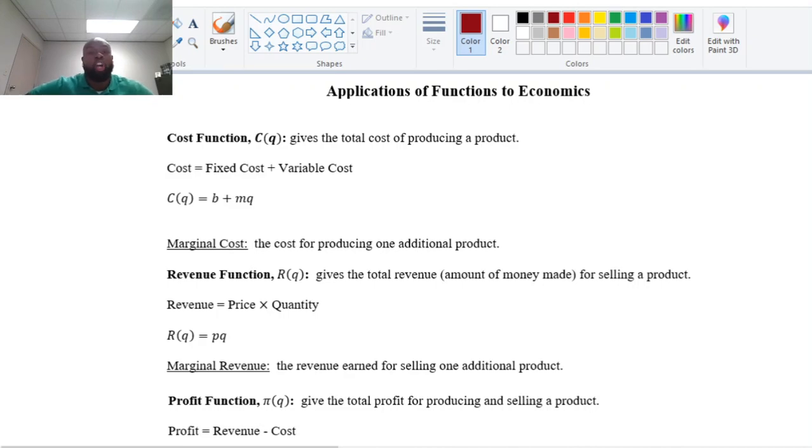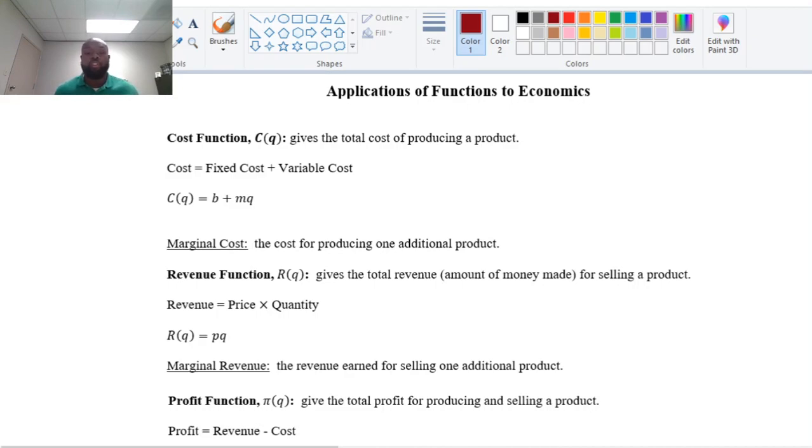For cost, we're going to use the functional notation C of Q. That means our input variable is Q and our function name is C for cost. It gives the total cost of producing a product. When you run a company, let's say you make a cup, you have to pay for the material and the machines that are used to make the cup. Those usually involve our cost to that company.